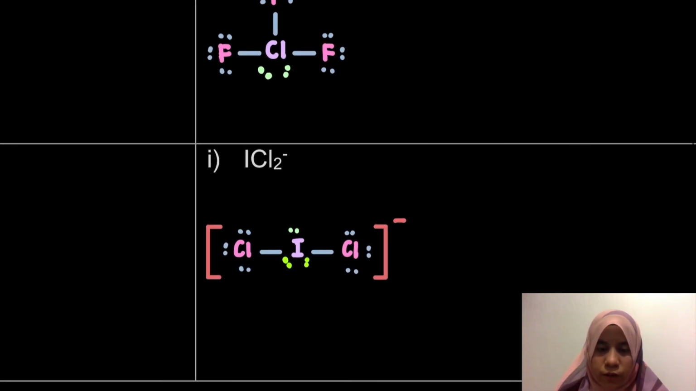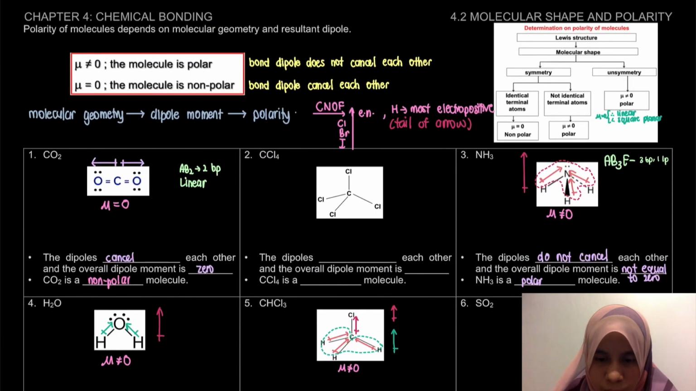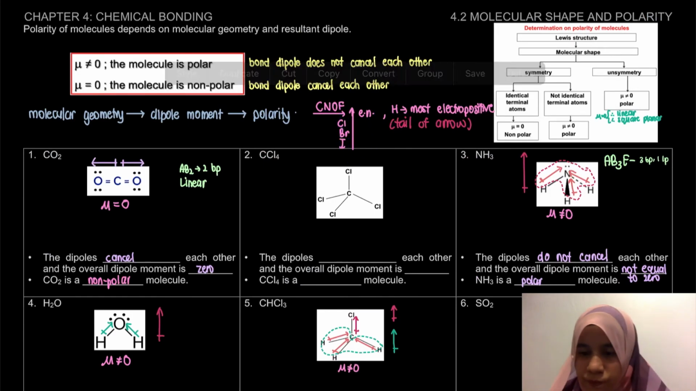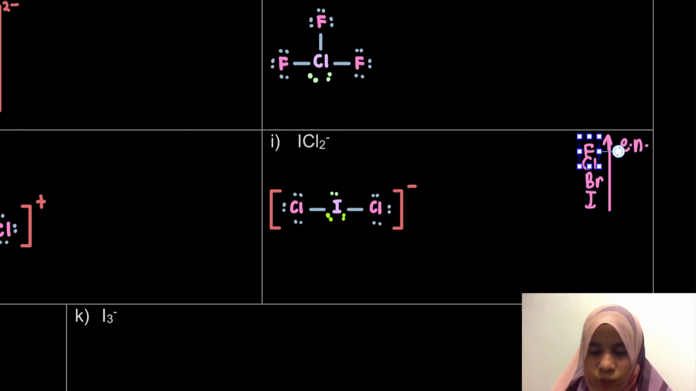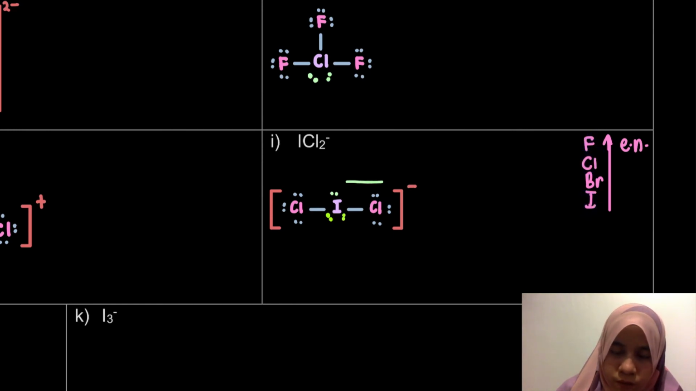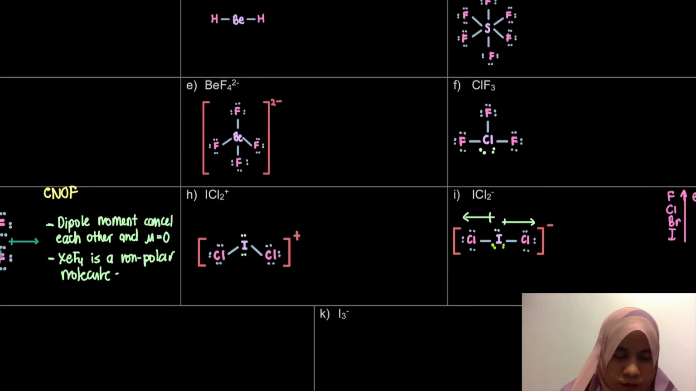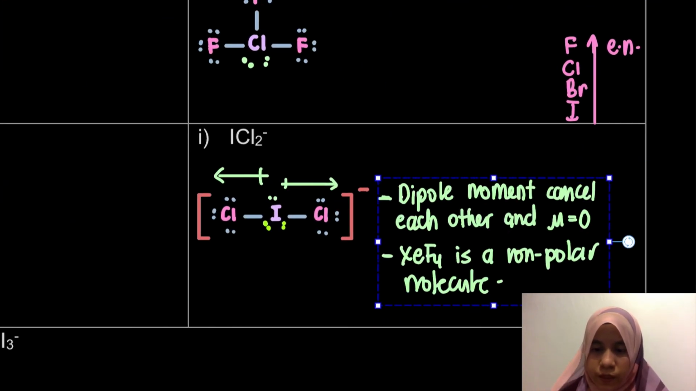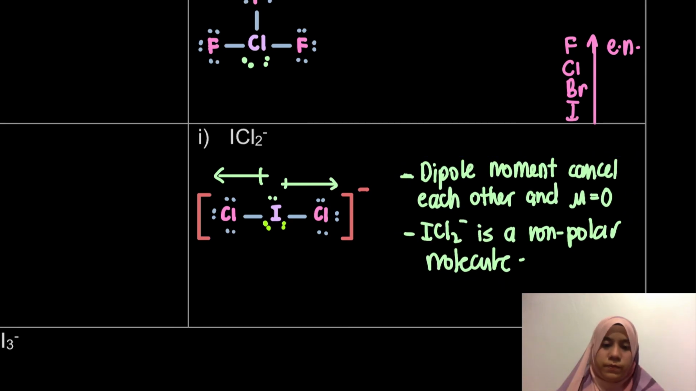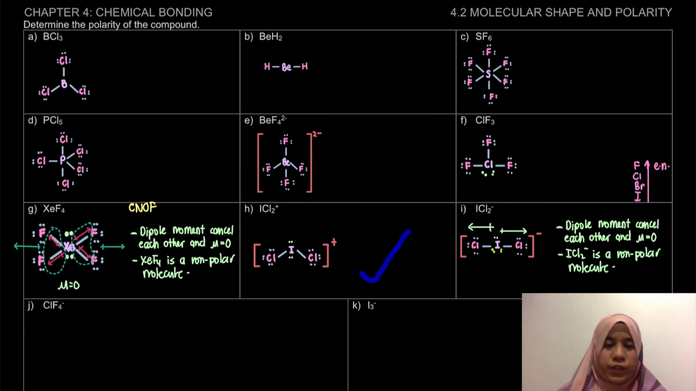So, again, between iodine dengan chlorine, chlorine is more electronegative. So, buatlah arrow towards chlorine. What happen here is that sebenarnya it will cancel out sebab the opposite direction kan. So, we have to write it down lah. Yang lain-lain ni, I believe you could try yourself.